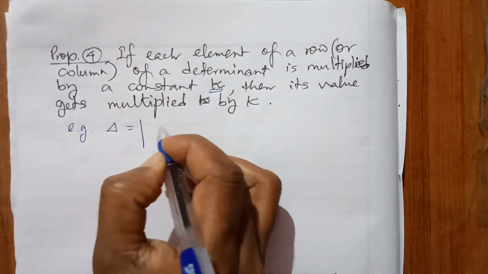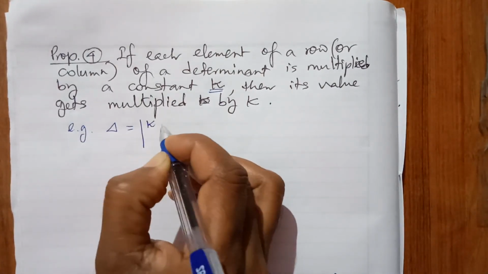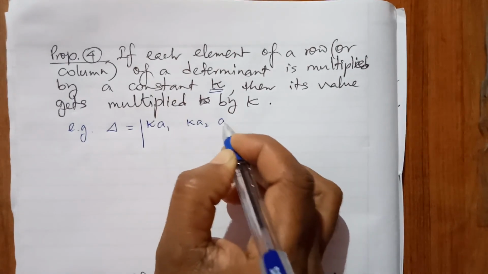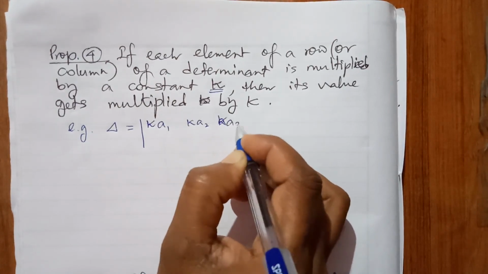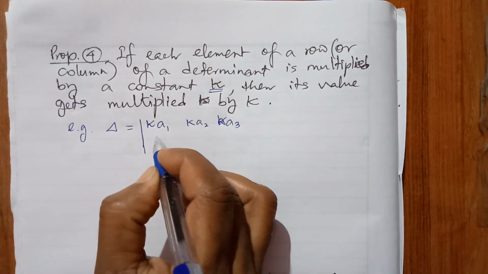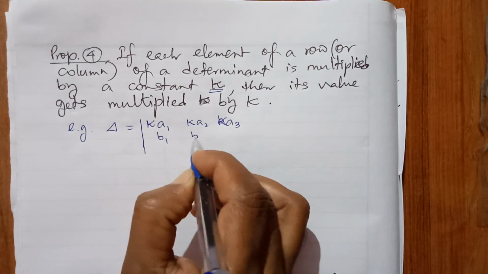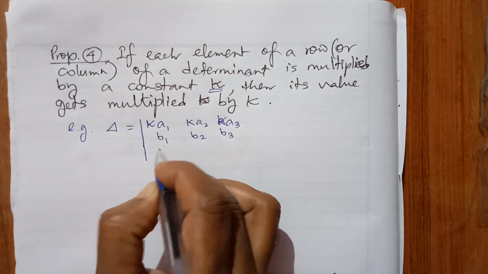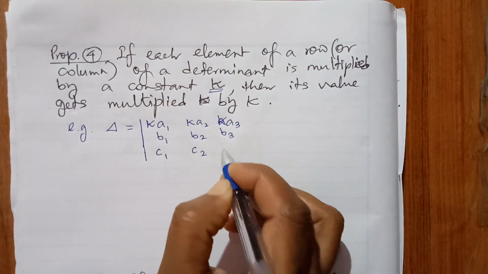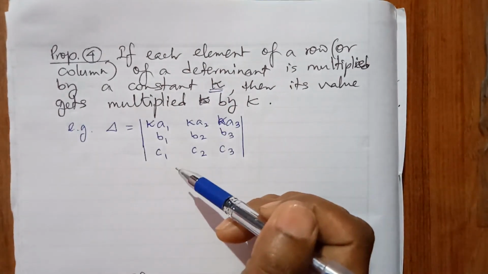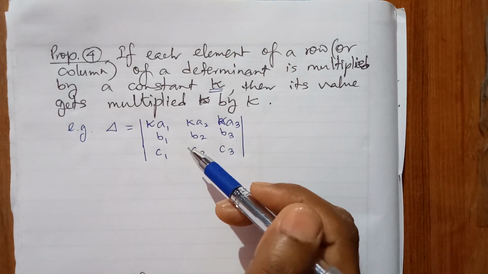Suppose the first row elements are multiplied by the constant k: ka1, ka2, ka3. First row elements are multiplied by the constant k, and the second and third rows remain b1, b2, b3, then c1, c2, c3. So I am explaining the property in an easier way so that you can understand it easily and I can apply it in solving the problems also.